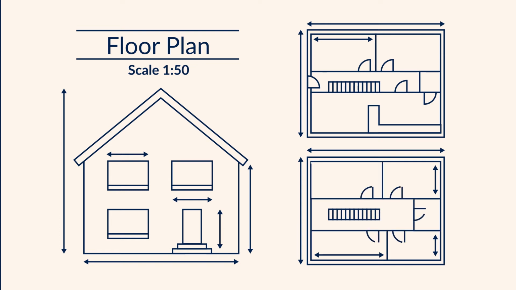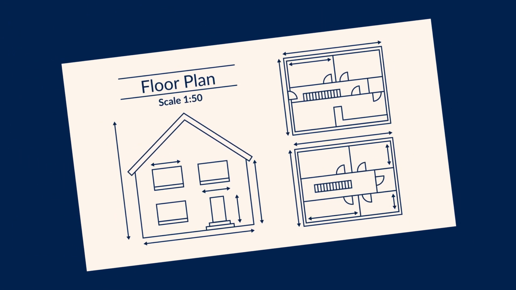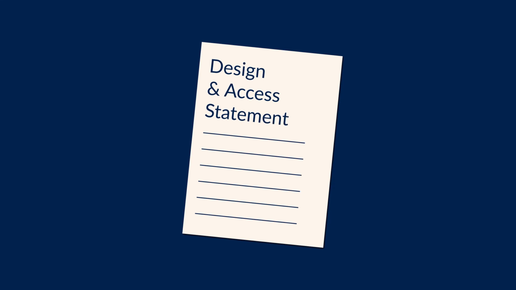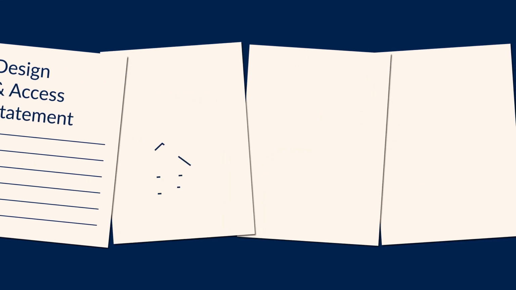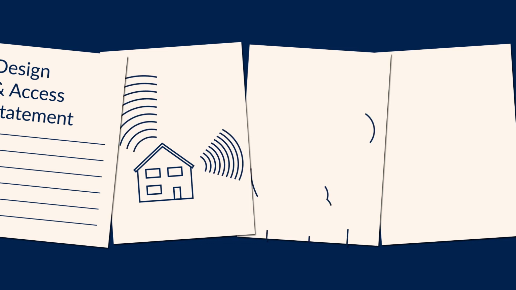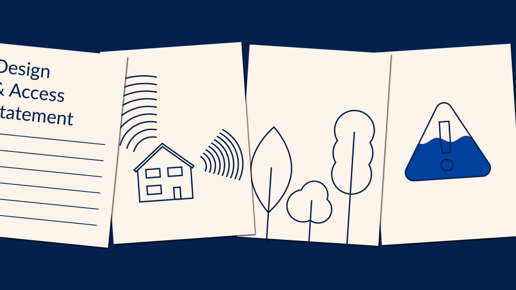The council may also ask you to provide drawings. Generally, these are provided by your architect. They might ask for a design and access statement to explain more about your proposal, or for specialist reports and surveys, such as noise, biodiversity or flood risk. As we said, check the council's validation requirements carefully to see what you need.